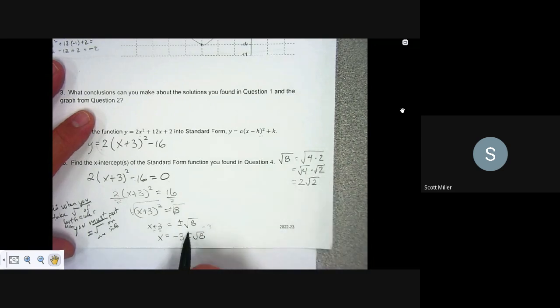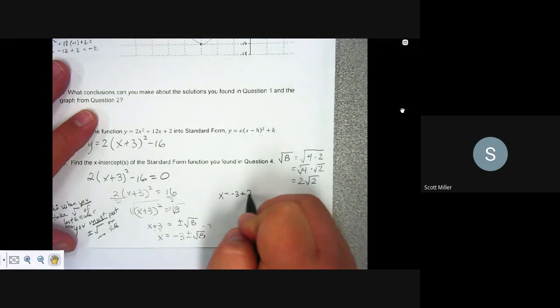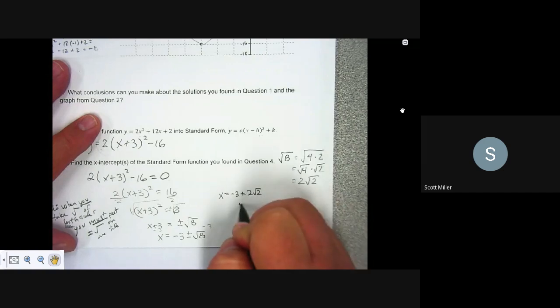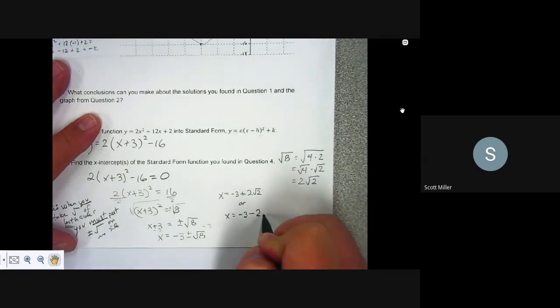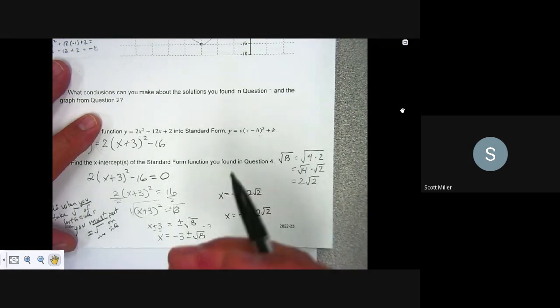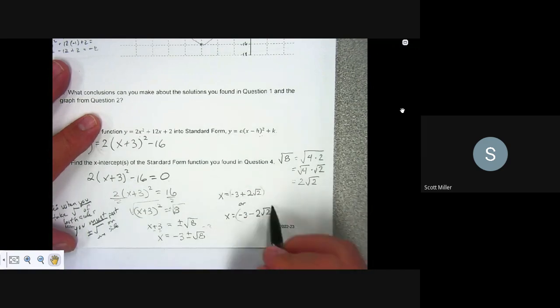So this plus or minus means I have 2 different answers. I have x equals negative 3 plus 2 times the square root of 2, or x equals negative 3 minus 2 times the square root of 2. Just like when we had those other ones in factoring, we had x equals this number or x equals the other number. This is a single number. This is a single number. These are my 2 answers.